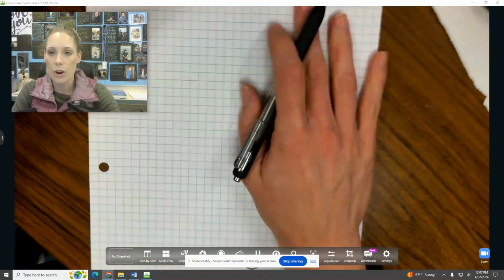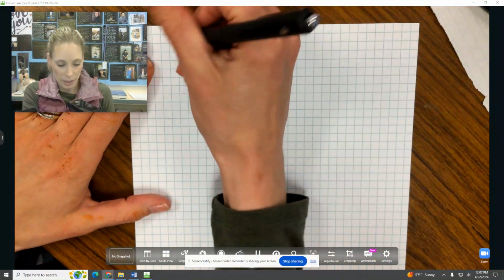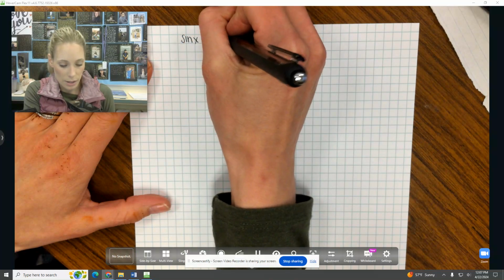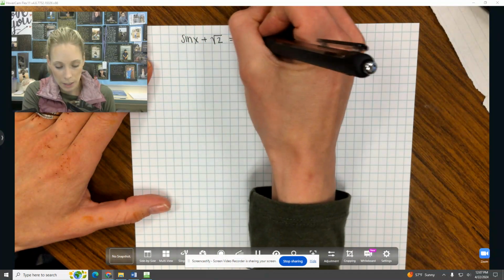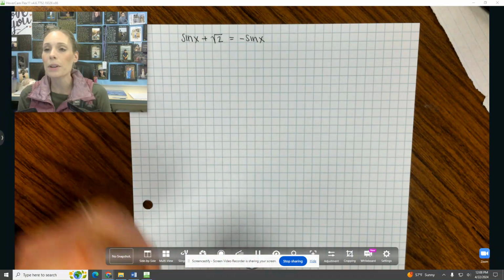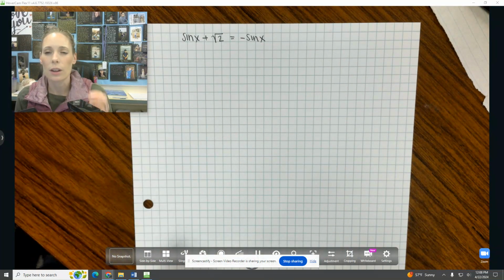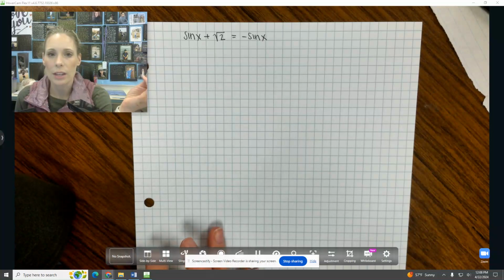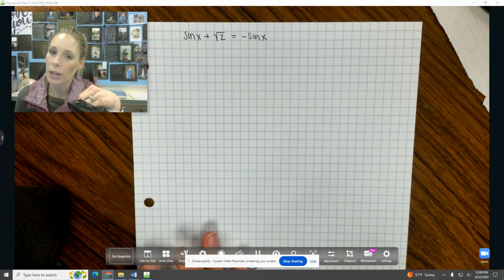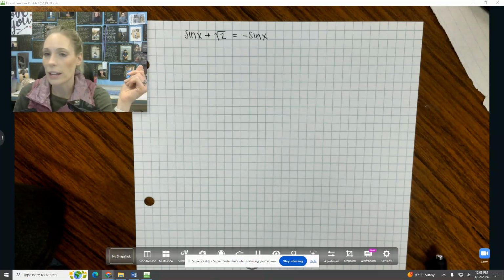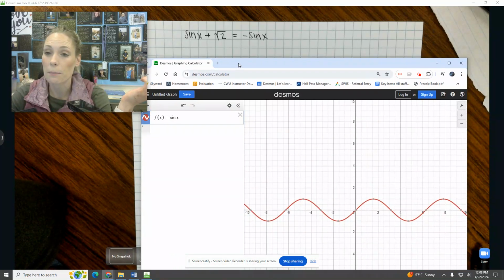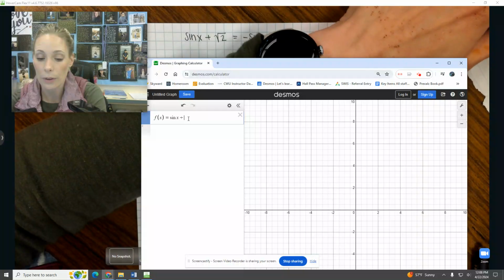I want to start with sine of x plus the square root of 2 equals negative sine of x. We're going to start right here. What we want to figure out is what are the x values that make this true? What are the x values that make sine of x plus the square root of 2 equal to the function negative sine of x? The easiest thing to do is to just plug them both into Desmos and look at where they cross.